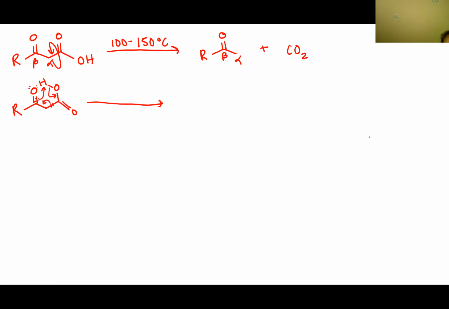You end up with what is called an enol, which we're really going to get into in the next chapter. And that goes through a process called tautomerization to form a ketone.